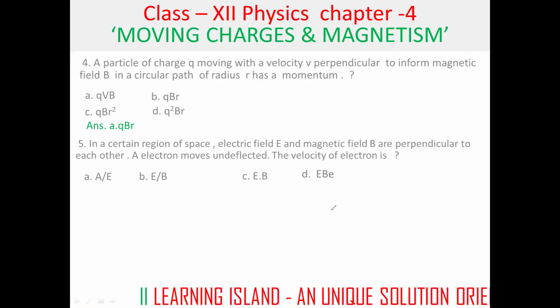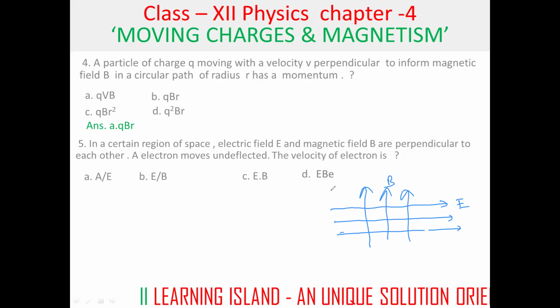Suppose this is the direction of electric field and this is the direction of magnetic field, because they had already told that in a certain region of space, electric field E and magnetic field B are perpendicular. So this is the electric field direction, this is the magnetic field direction.